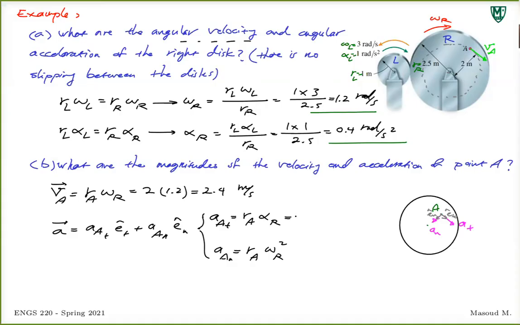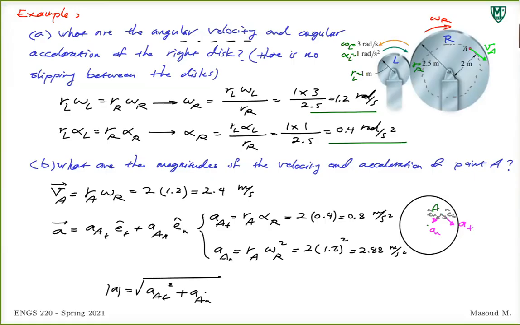So RA is 2, alpha R is 0.4, so it becomes 0.8 meter per second squared. RA is 2, omega R we found as 1.2 squared. That becomes 2.88 meter per second squared. And you're asked to find the magnitude of acceleration. So the magnitude of acceleration is the square root of the tangential component squared plus the normal component squared.